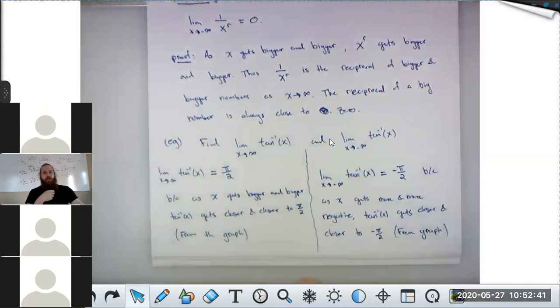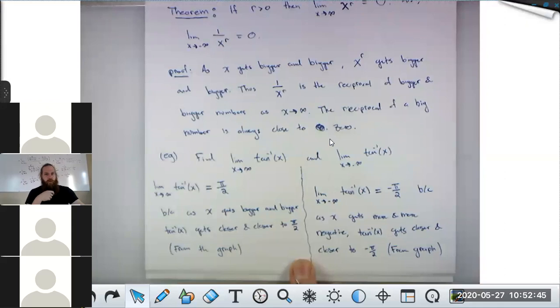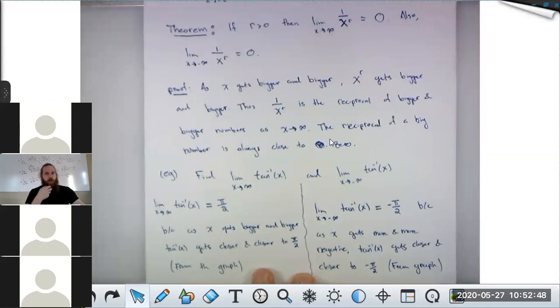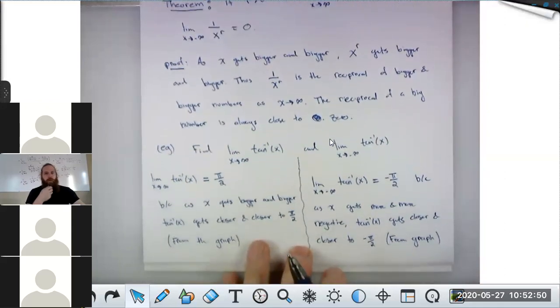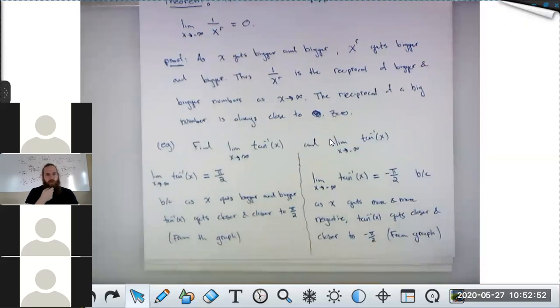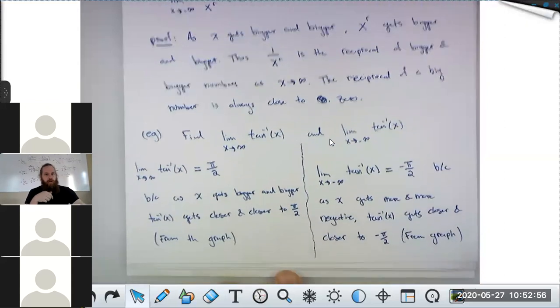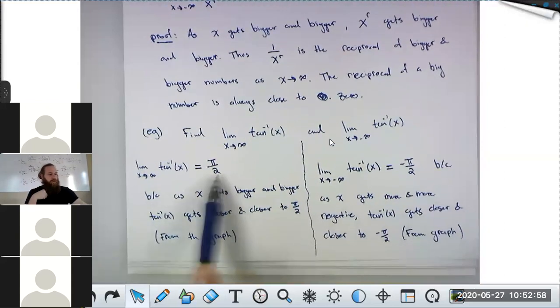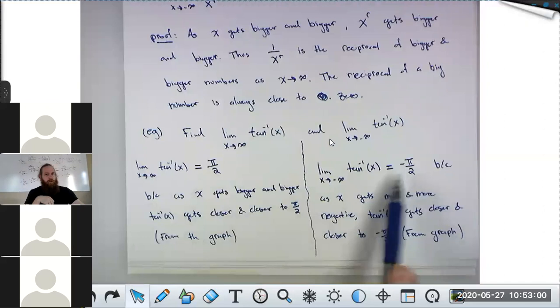Okay, so these are two very important limits. I guess you could say three very important limits, right? 1 over x raised to any positive power will go to 0 as x goes to plus or minus infinity. And the inverse tangent function goes to pi over 2 as x goes to plus infinity, and negative pi over 2 as x goes to negative infinity. Given those two things, we can actually calculate quite a lot.